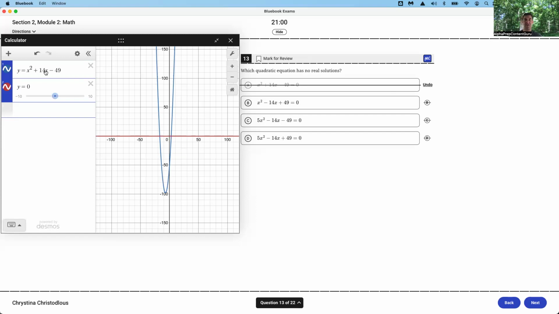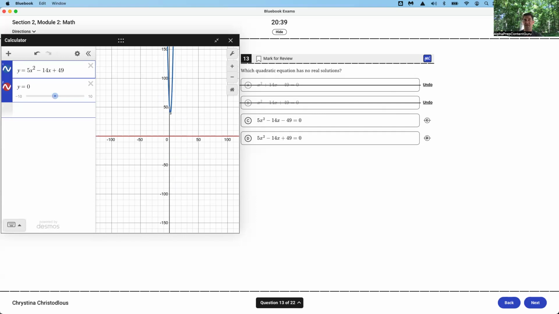Now, all I'm going to do is change this to B because I can. Easy enough. It looks like this hits at exactly 1 point. That means there's 1 solution, which means there's not no solutions. So I'm getting rid of that one. So I'll go now to C.